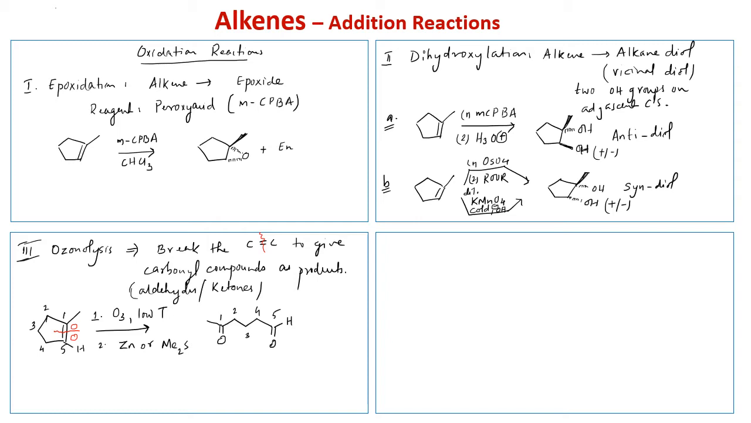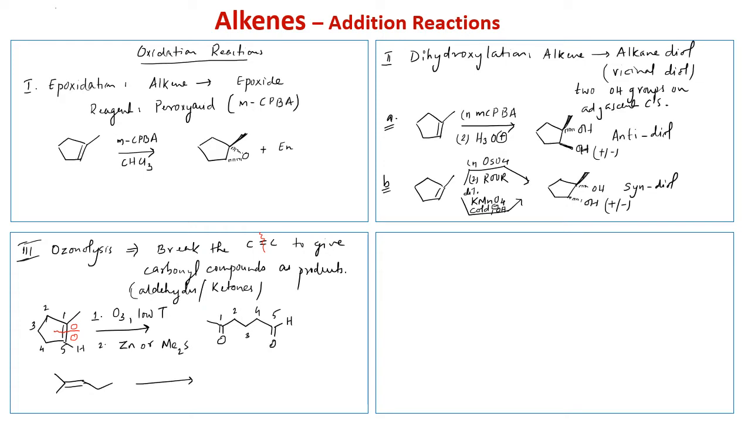Now, this is a cyclic alkene. That's why we got a product where the aldehyde and the ketone are part of the same molecule. But let's say we started with another alkene, let's just use this as an example.